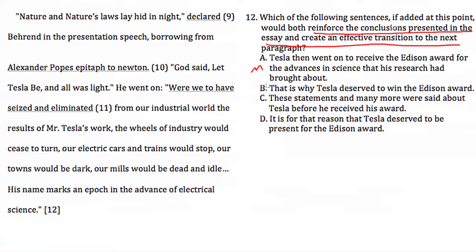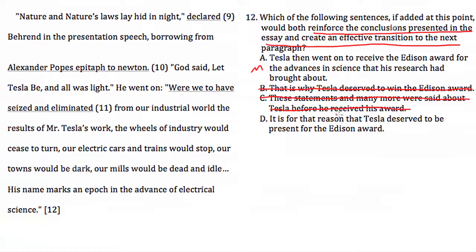Well, that would explain the rest of this paragraph, but I don't know if it transitions on to the next one. So I'm going to say B is probably incorrect. C. These statements and many more were said about Tesla before he received the award. Well, again, that might fit with this paragraph, but it doesn't offer a transition to the next one.